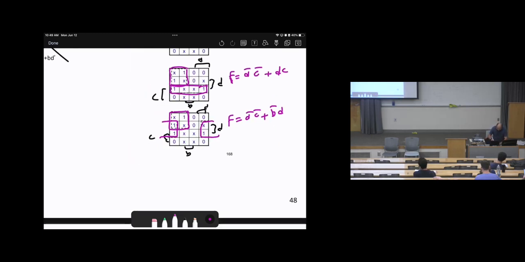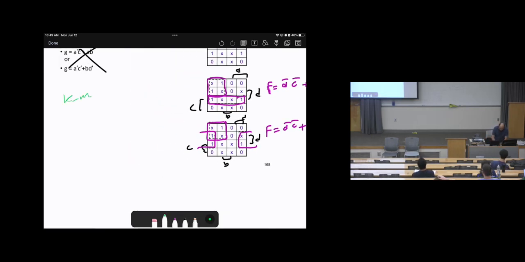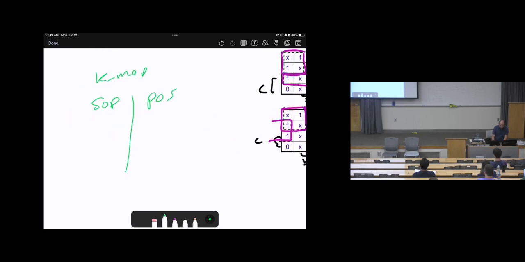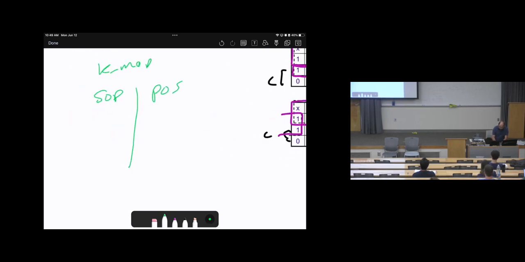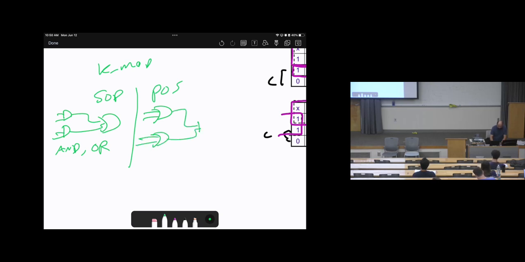Remember, in Karnaugh maps, it can be sum of products or product of sum, grouping zeros or grouping ones, right? Then the final answer in Karnaugh maps, in sum of product, like AND gates, then they will be connected to OR, right? So we have AND, we have OR gates. However, in product of sum, there used to be OR gates, then they will be connected with AND, right? So there will be OR AND gates.